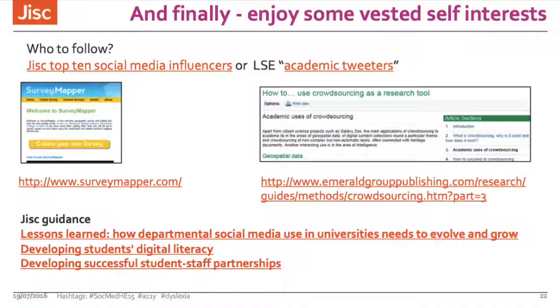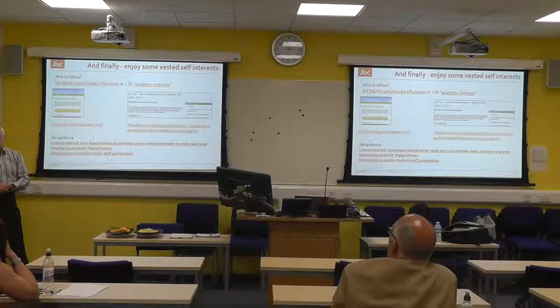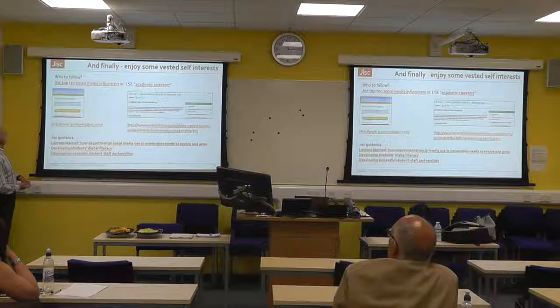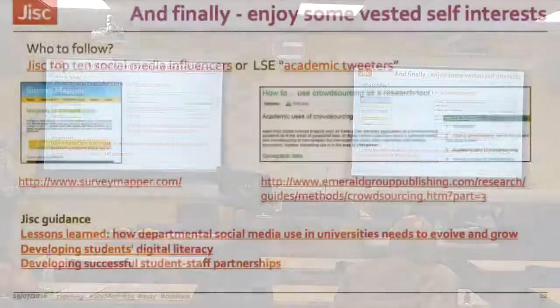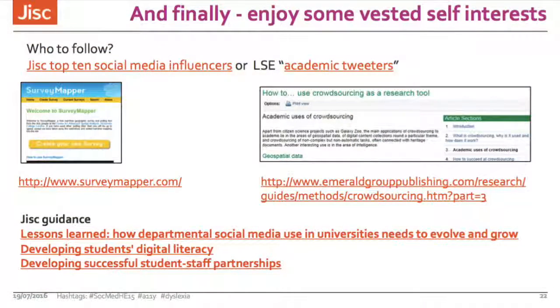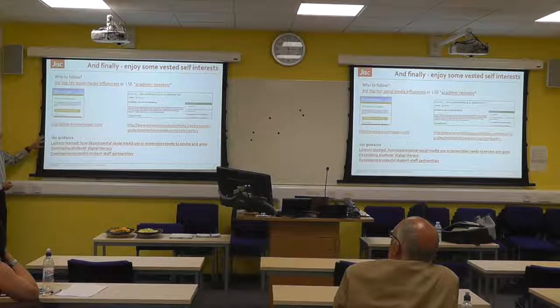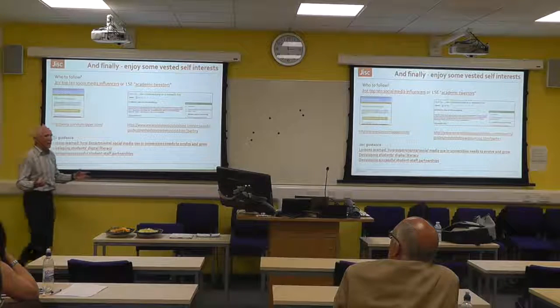There's how to use crowdsourcing as a research tool. There are some really new opportunities opening up in the social sciences with social media as a research tool. We've got survey mappers. This is quite an interesting tool for creating your own surveys. There are loads of ways you can create surveys, but this one, I think, has some very nice spatial elements to it. I was interested as a geographer. And then JISC has got some guidance. But again, you can have the links for that later.